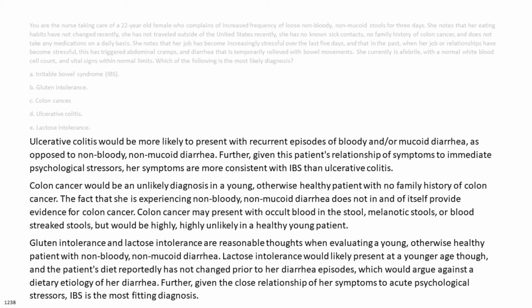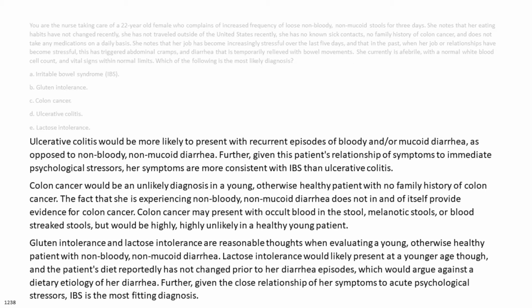The fact that she is experiencing non-bloody, non-mucoid diarrhea does not in and of itself provide evidence for colon cancer. Colon cancer may present with occult blood in the stool, melanotic stools, or blood-streaked stools, but would be highly unlikely in a healthy young patient.